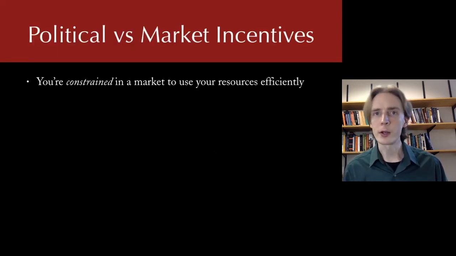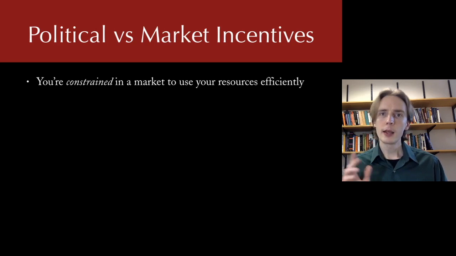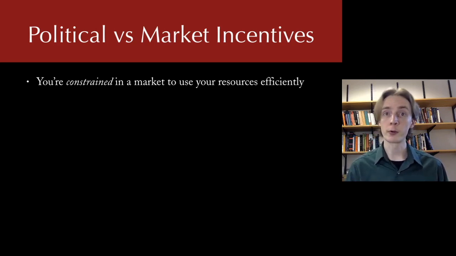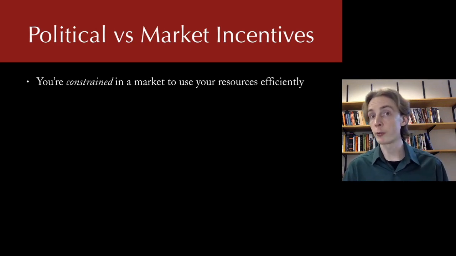So let me harp on this point just a little bit more. In a market, you're constrained to use your resources efficiently, right? Because if you don't, then you're going to make a loss and you're going to have fewer resources to reinvest, and eventually you're just not going to have anything left. Right? There are signals, specifically the signal of making a loss, that prevent you from wasting too many resources in an economy. On the other hand, you get rewarded with more resources by satisfying wants. Right? That's that profit signal.